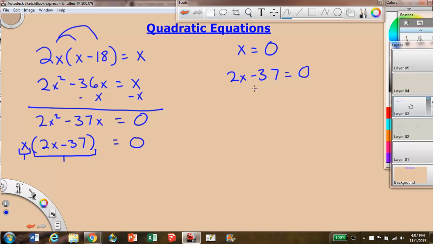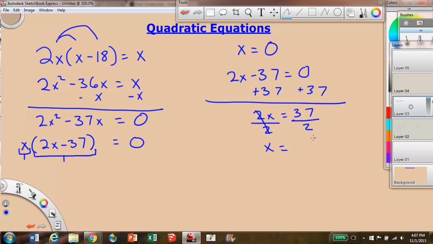But this one we have to do a little bit of work. So we add 37 to both sides, into our basic algebra here. 2x equals 37. Divide both sides by 2. And x is equal to 37 over 2, which is 18.5. Or 37 halves is acceptable as well.